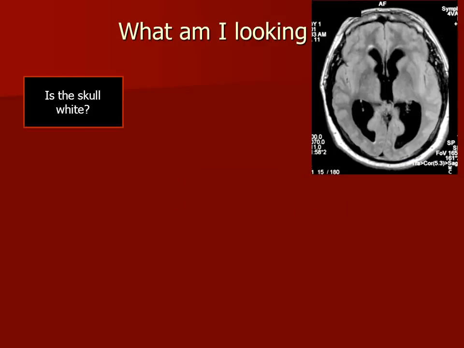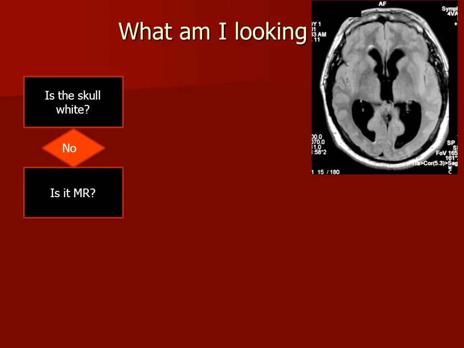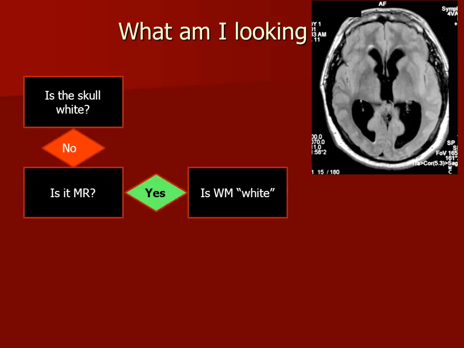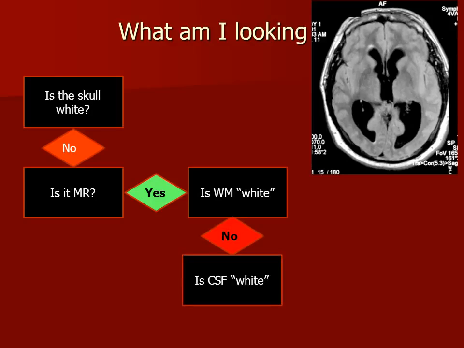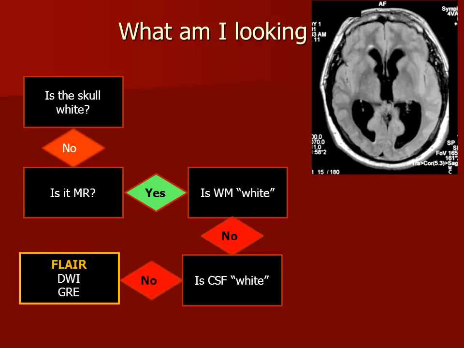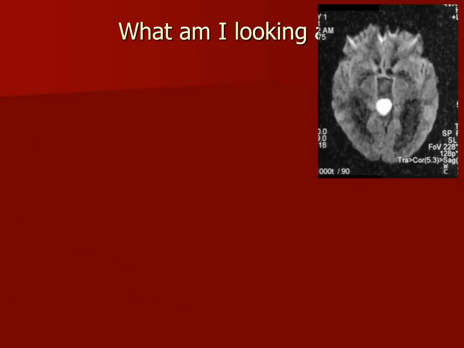Here's another image from the same patient. The skull is not white, it is an MR scan. The white matter is actually darker than the gray matter. The CSF is dark but not white, a little bit confusing, until you remember that this could be a fluid attenuated inversion recovery image, which are typically done as a T2 weighted FLAIR image. So this is a T2 FLAIR, or more simply a FLAIR image.